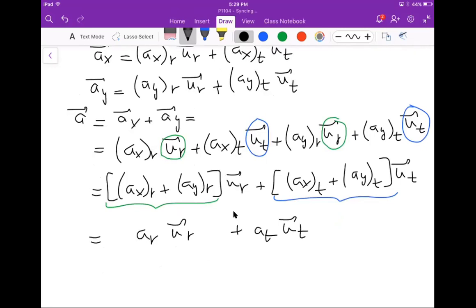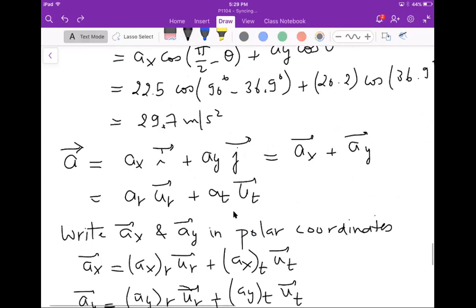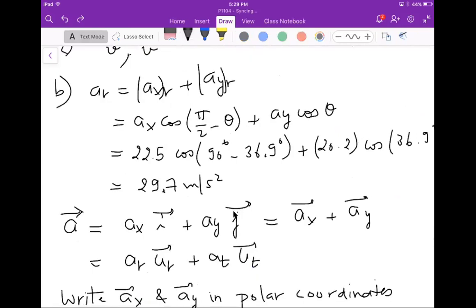First, we said that AR is nothing else than AXR plus AYR, and then we did the projection of AX along the radial direction and that of AY along the radial direction, and so we end up with this result: 29.7 meters per second squared. So that was the second question.